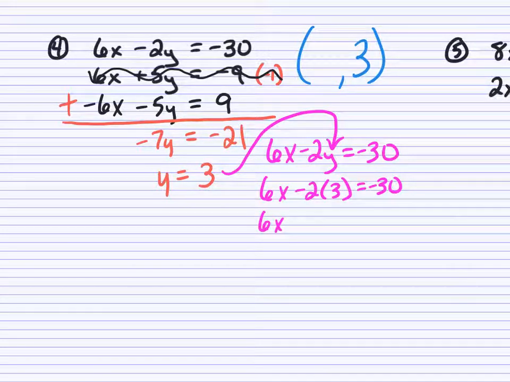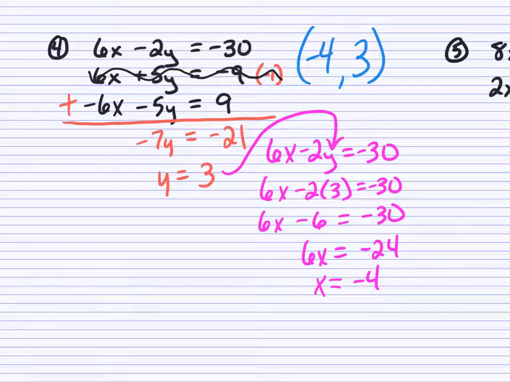And then negative 2 times 3 is negative 6. Quick upside down t, add 6 to both sides, and I get 6x equals negative 24. Another upside down t and divide by 6, and x equals negative 4. So these would intersect at negative 4, 3.